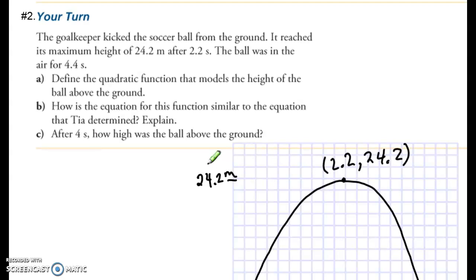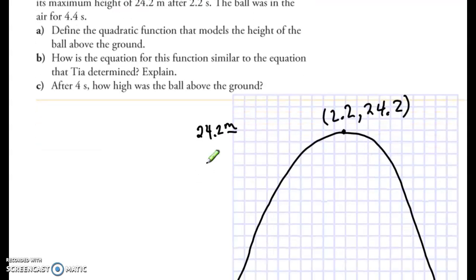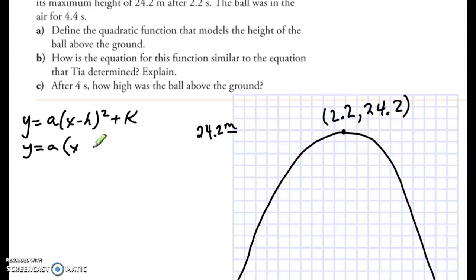Because we know the vertex-graphing form of a quadratic equation, it's this: a times (x minus h) squared plus k. We can fill that in, and we know pretty much everything we need to. We've got an h of 2.2, and a k of 24.2, that's the y value of the vertex.